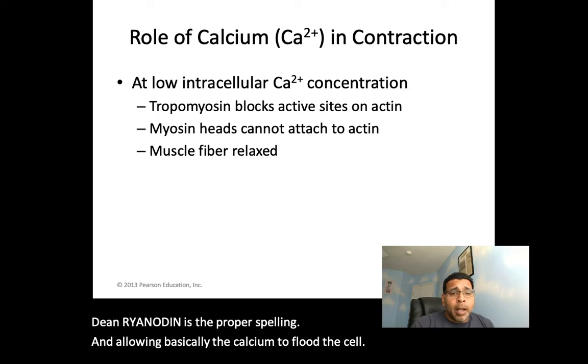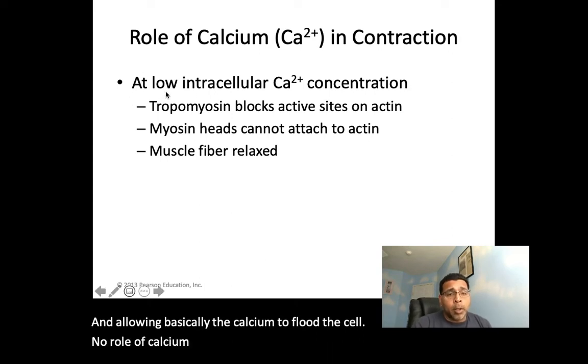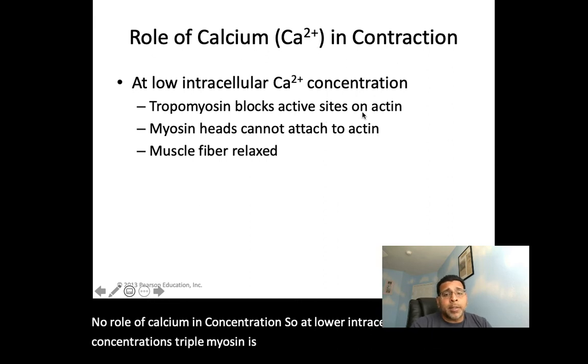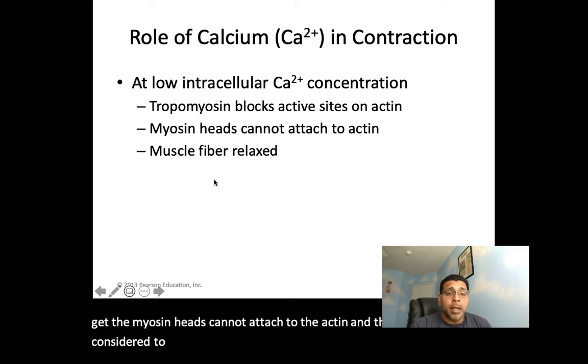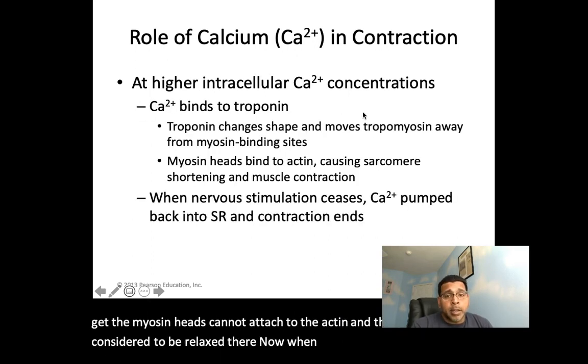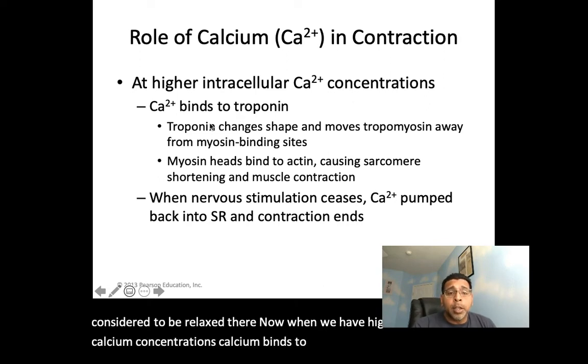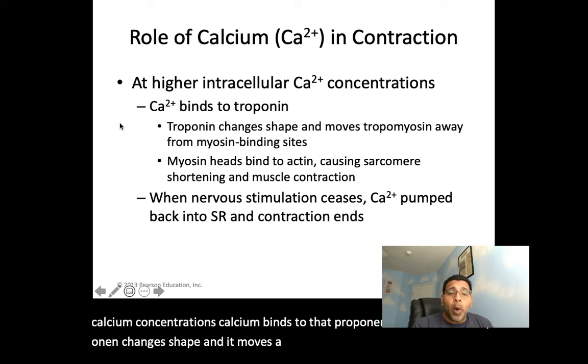Now, role of calcium in concentration. So at lower intracellular calcium concentrations, tropomyosin is going to block the active sites on actin. Okay, the myosin heads cannot attach to the actin, and the muscle fiber is considered to be relaxed there. Now, when we have higher intracellular calcium concentrations, calcium binds to that troponin, as we said. The troponin changes shape, and it moves the tropomyosin away from those myosin binding sites.